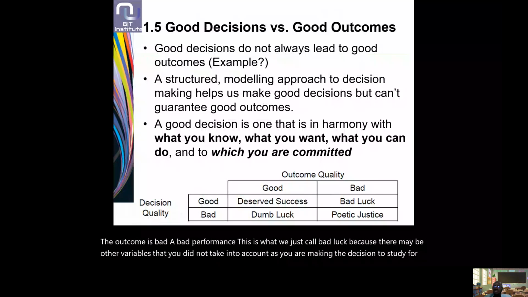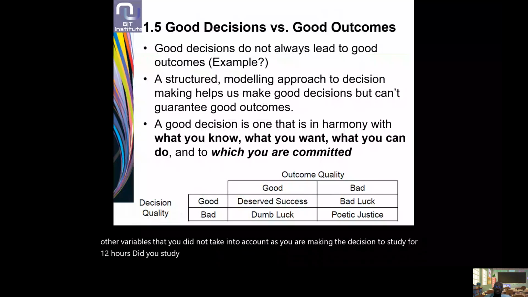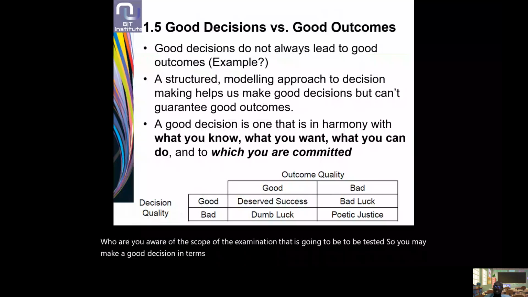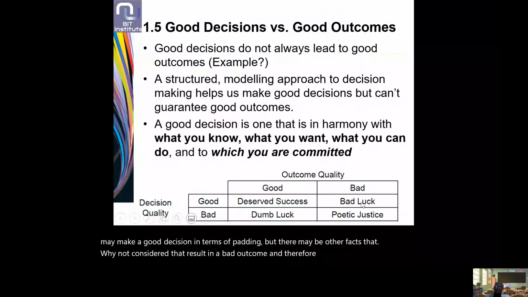Did you study using the right books? Did you study using the right tools? Were you aware of the scope of the examination that is going to be tested? So you may make a good decision in terms of studying, but there may be other facts that were not considered that result in a bad outcome. And therefore, we simply say, that is bad luck.